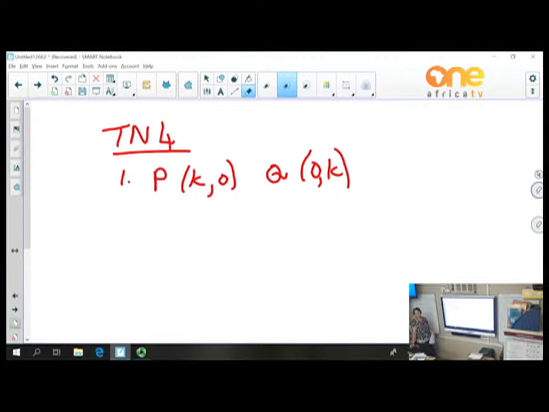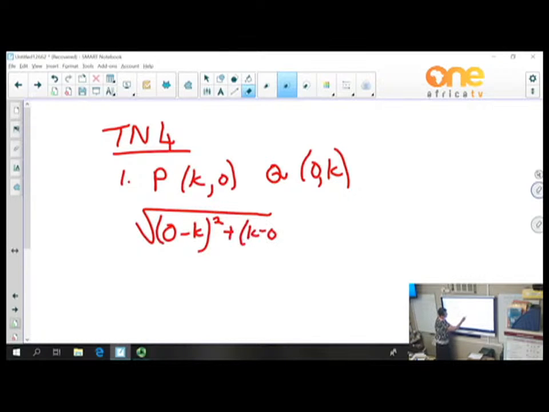So now they're asking this question another way, isn't it? But because it's the length, the distance, I will still use Pythagoras. So what does that mean? It means the square root of (0 minus K) squared plus (K minus 0) squared is equal to 10. So it's just another way of asking the same question. Okay?